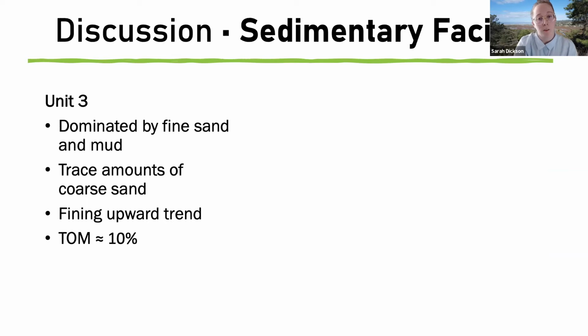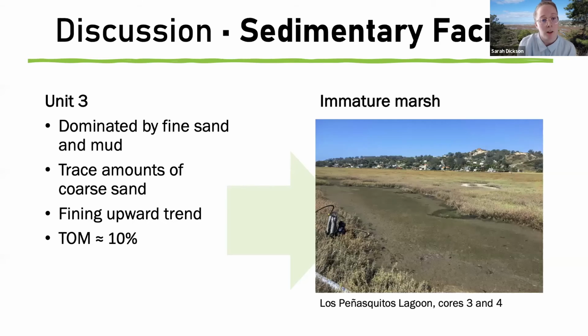Next, we have Unit 3. The transition to fine sand and mud-dominated sediments indicates lower depositional energy than the previous two units. We see trace amounts of coarse sand as the unit fines upward. The total organic matter is greater here than in Units 1 and 2, which means we're seeing a bit more vegetation. Given that this unit is also present at the top of cores 3 and 4, we can say with certainty that it represents an immature marsh environment.